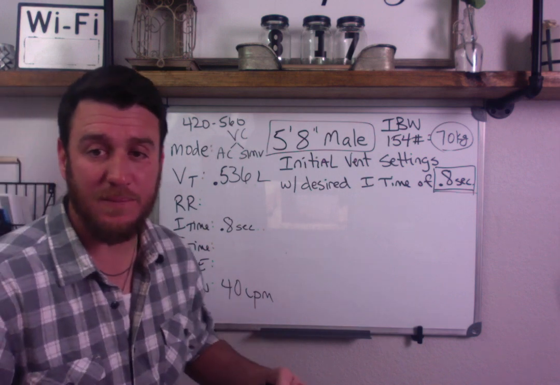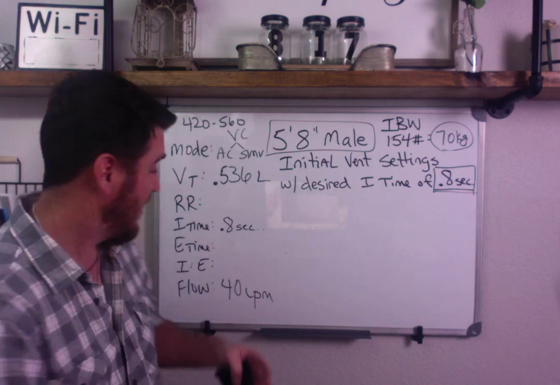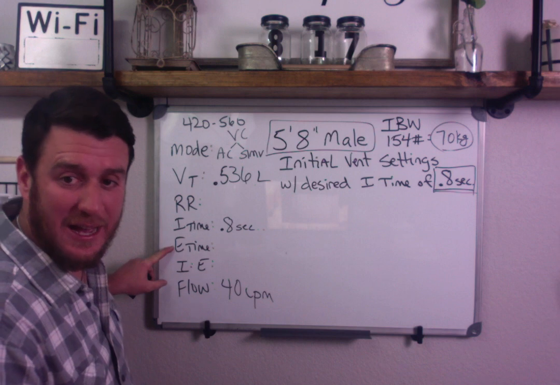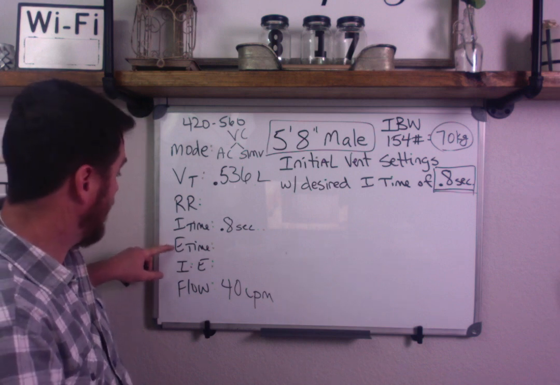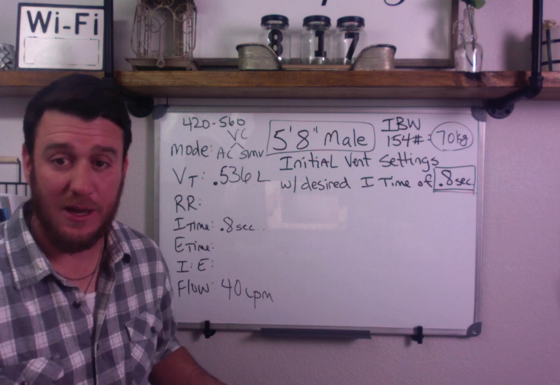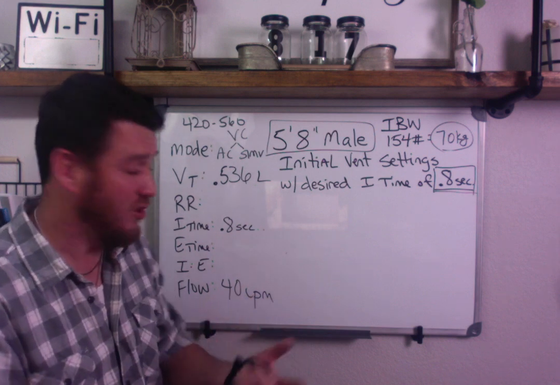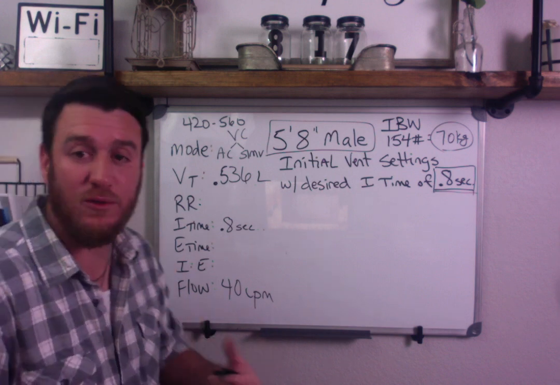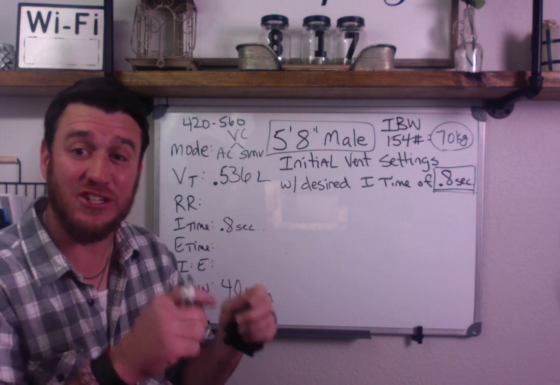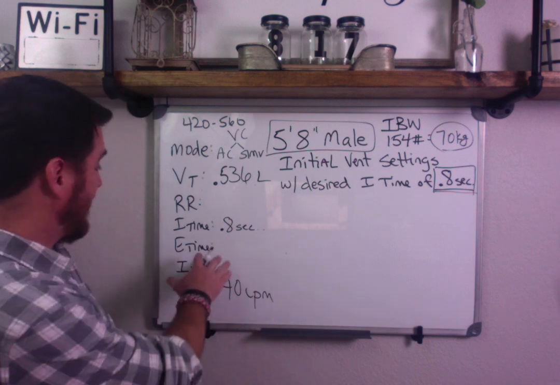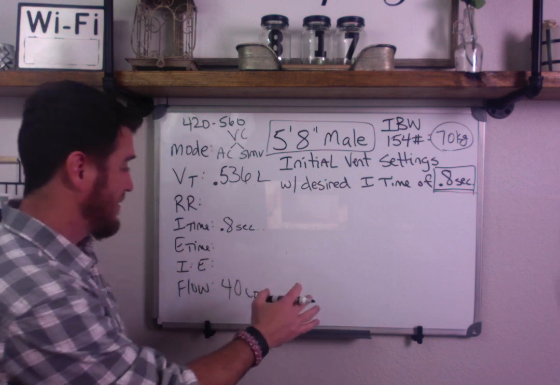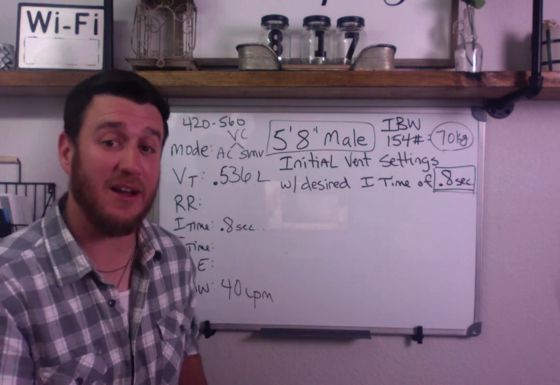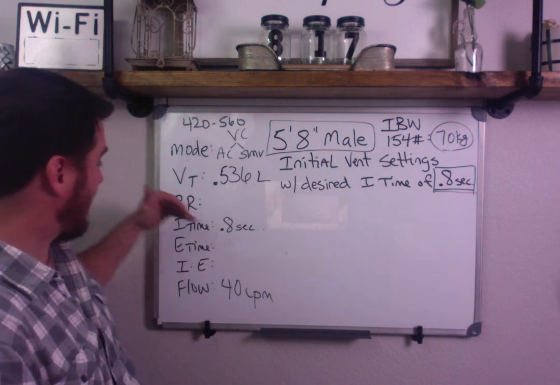Now from here, you have to figure out the rest of these numbers, right? Well, let's say, how do we figure out E time? Well, to figure out E time, you have to know what your total cycle time is. Once you figure out your E time, you'll be able to figure out your I to E ratio. You can't figure out either of these without knowing your total cycle time unless your E time is given. So if we were given an E time, then we could say, okay, our I to E is this. If we were given an E time, we could calculate a total cycle time. If you can calculate a total cycle time, then you could calculate a respiratory rate.